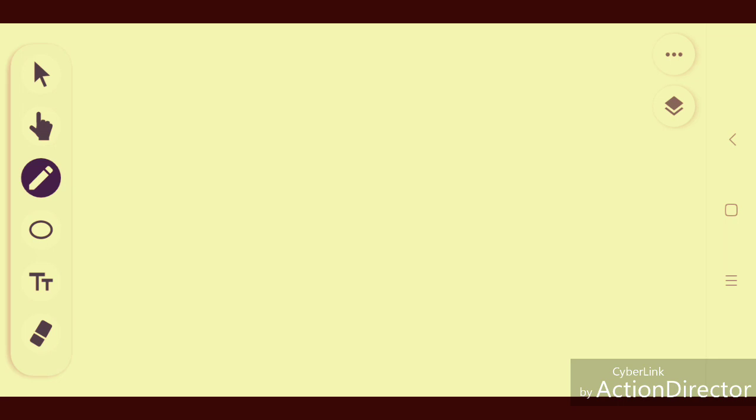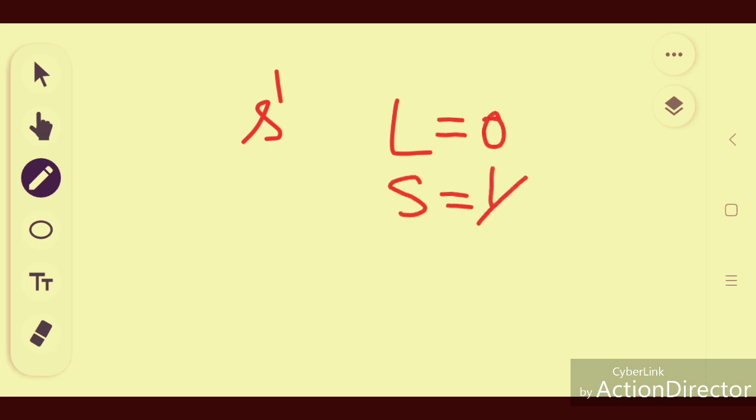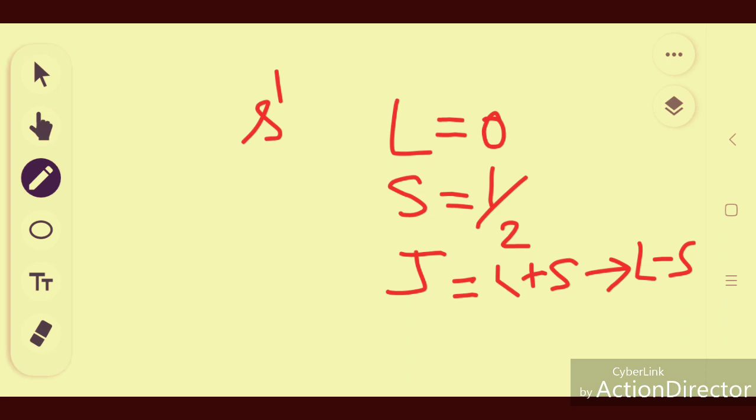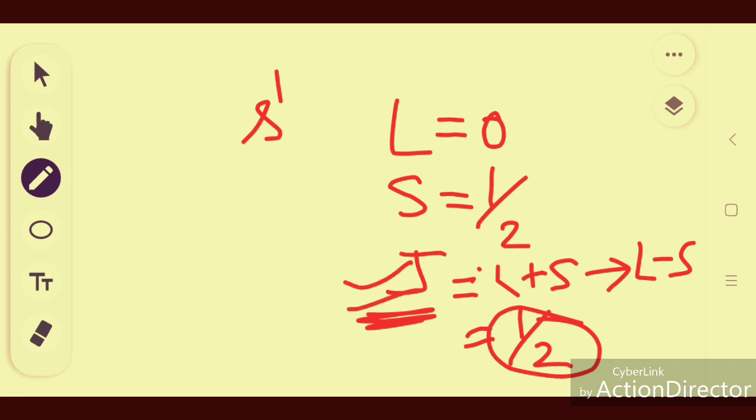So for the s1 configuration, L is equal to 0, S is equal to half, and what is the value of J? The value of J is from L plus S to L minus S. This can never be minus. So L plus S is equal to half. Only one value is possible, not less than half. The J value cannot be less than half, and it cannot be negative. So there is only one value, half.